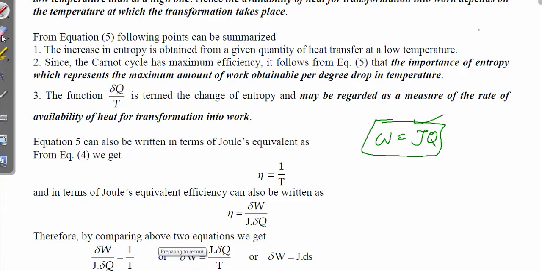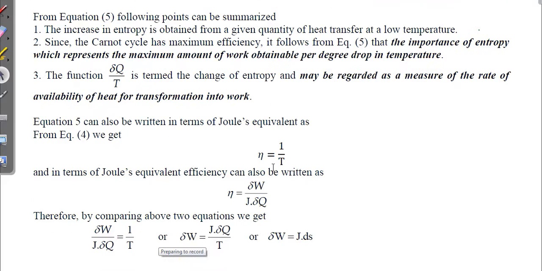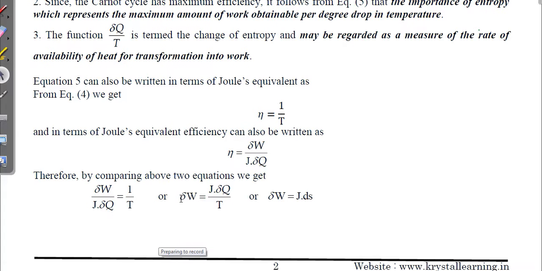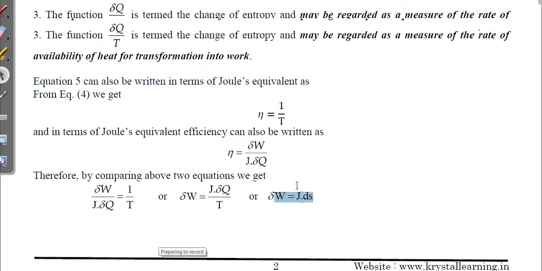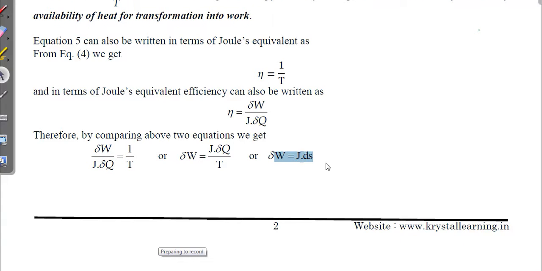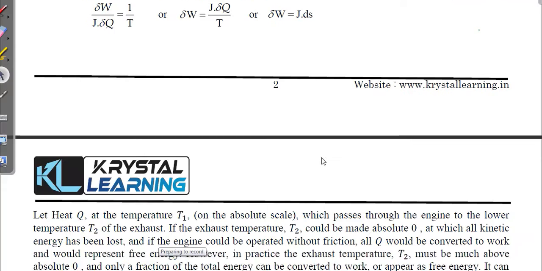So from this we can write this equation, and the efficiency term eta is 1 by T from equation 4. In terms of Joule efficiency, efficiency can be written as eta equal to del W divided by J times del Q. Now we equate these two equations, and it becomes del W equal to J times del Q by T, or del W equal to J dS. Okay, that is entropy change. This is another form of the dW and entropy change relation.